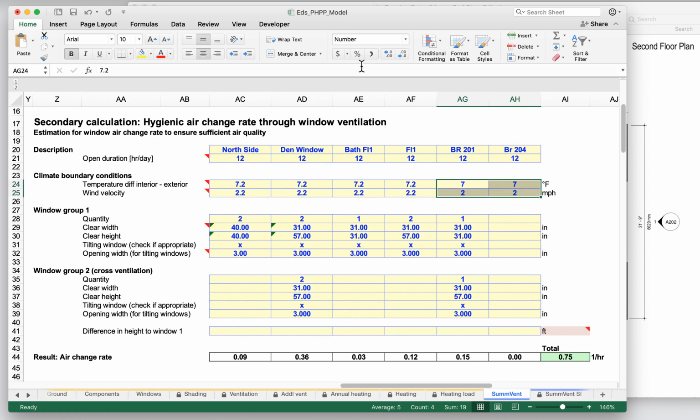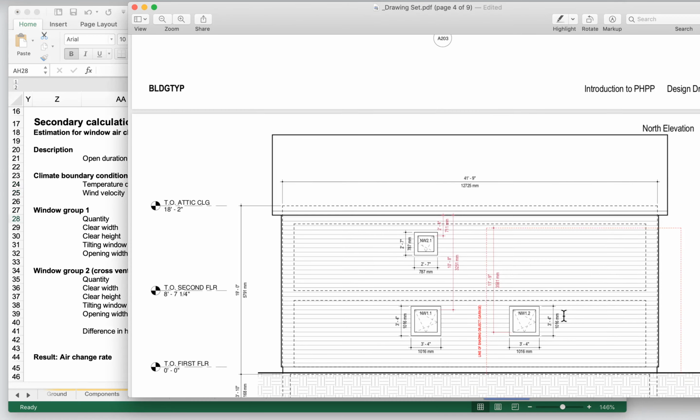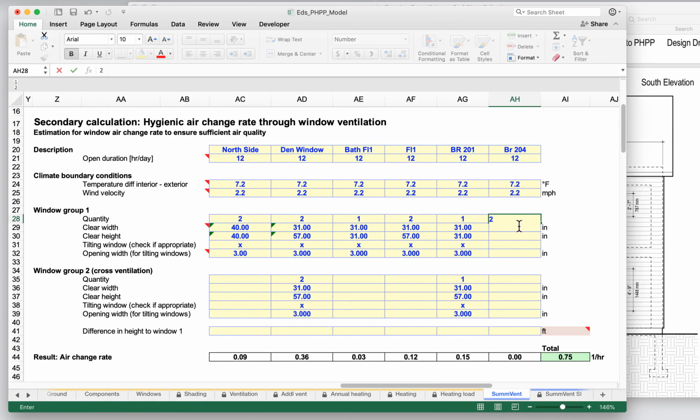We fix that. Okay, let's do the south windows first. These south windows are both 2.7 by 2.7. They are both tilt turn. So we've got two windows, 2.7 by 2.7, both threes.